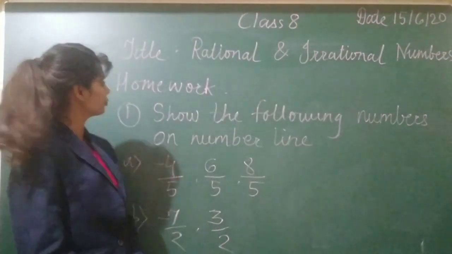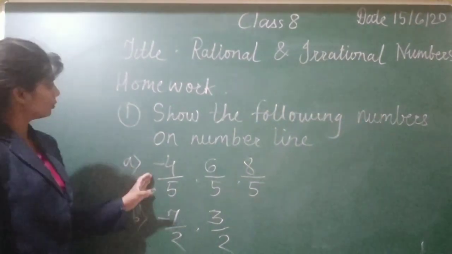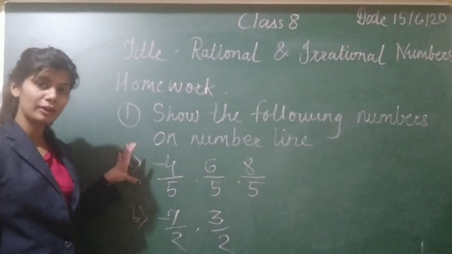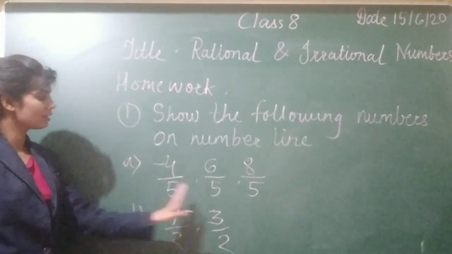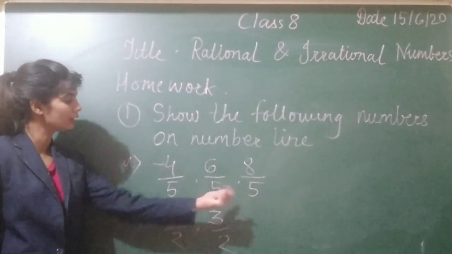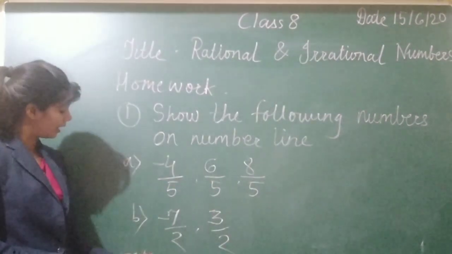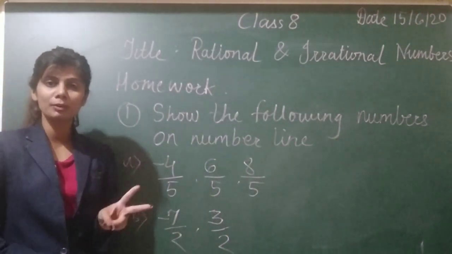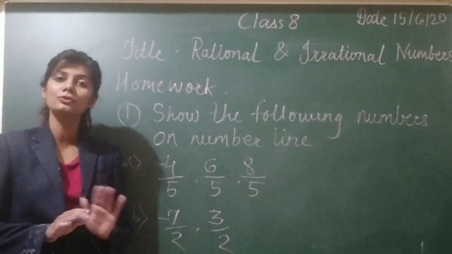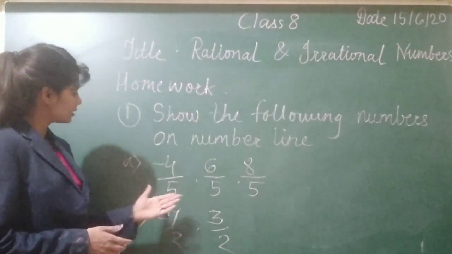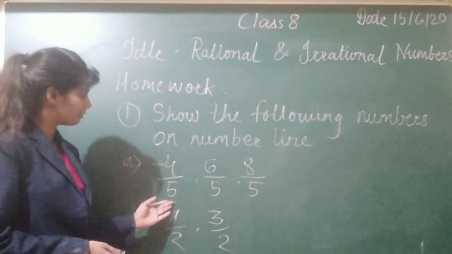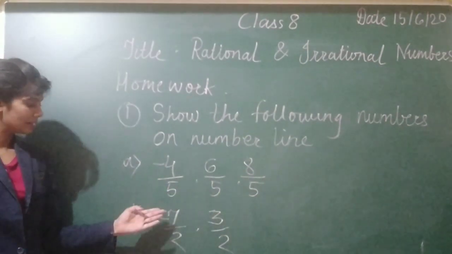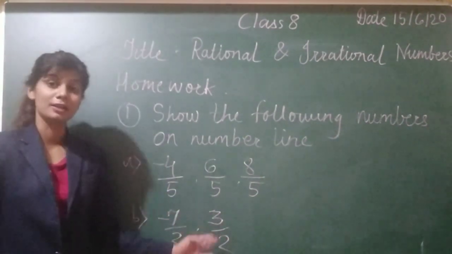Now I am giving you some homework to do. What you have to do is show these numbers on a number line. Okay? So A has 3 numbers. You have to show these 3 numbers on a number line. And B has 2 numbers. So that means you will make 2 number lines and you will show these 5 numbers on those 2 number lines, okay? So I'll just read the numbers for you. Minus 4 by 5, 6 by 5 and 8 by 5. And second we have minus 7 by 2 and 3 by 2.